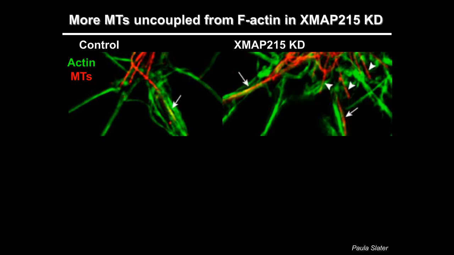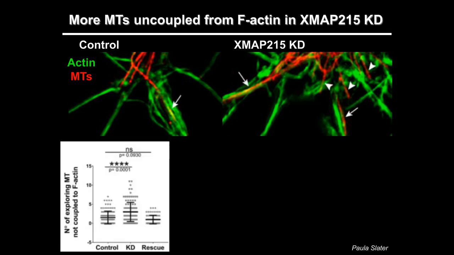So what Paula did is she looked at microtubules and she used super resolution microscopy to carefully quantify the behavior and localization of these microtubules within the growth cone periphery. And what she found is that in control situations, almost all microtubules are growing along F-actin bundles. But in the XMAP215 knockdown condition, a significant proportion of microtubules are going off track. You can see there with the arrowheads that those microtubules are not along F-actin bundles. And again, this could be rescued by adding back XMAP215 mRNA.